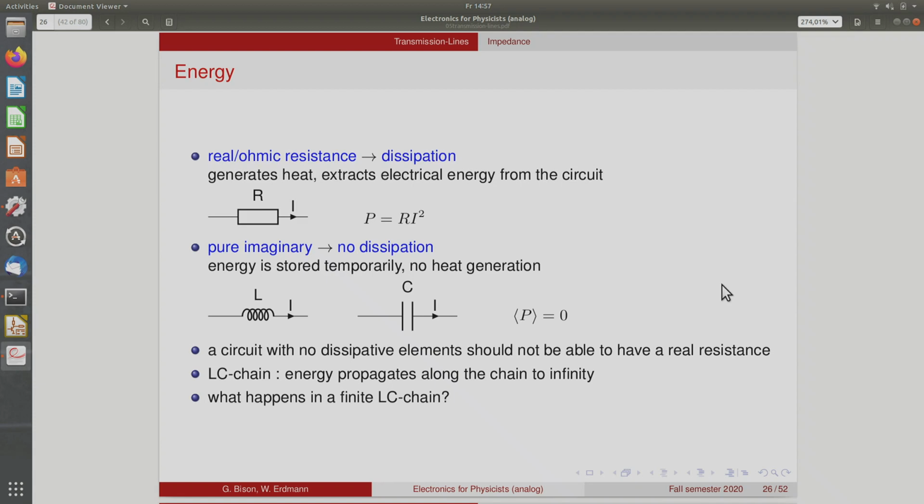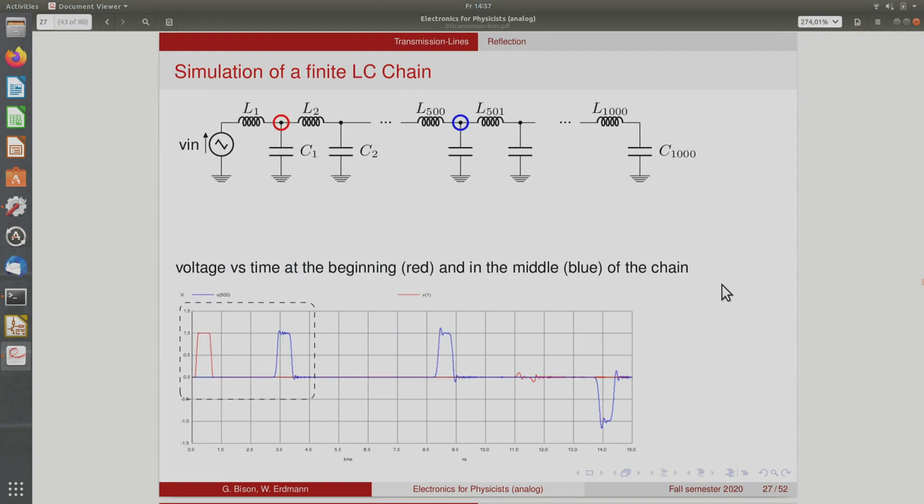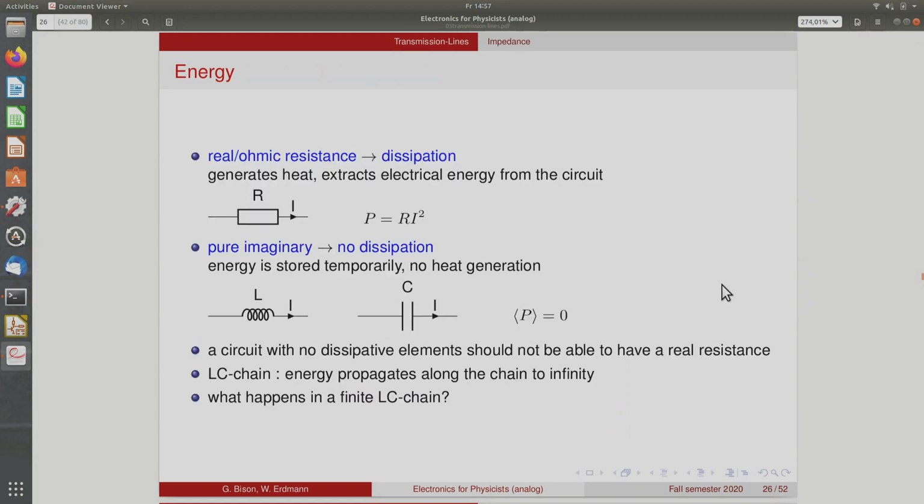The answer is, of course, that we took it to be infinitely long. When we insert some energy at one end and make it infinitely long, it can just propagate to infinity. Although these elements never burn the power, it looks like it burns power because it just goes off to infinity. So when we have a finite chain, a chain that ends at some point, how does that behave? We cannot have the same thing here. Something must happen because the energy must go somewhere.